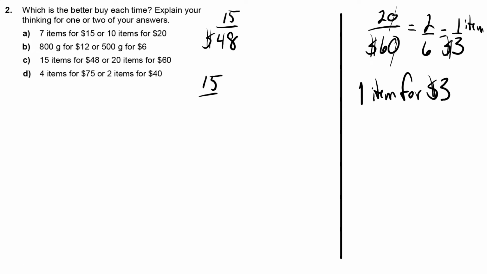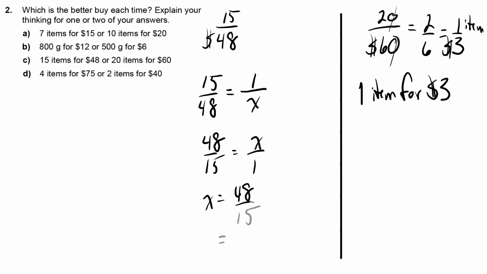Using our algebra again, we've got 15 over 48 is equal to 1 over some unknown value. Remember, we can do the reciprocal of both fractions and have 48 over 15 is equal to x over 1. So x is equal to 48 over 15, which if we do on our calculator is $3.20. So we can see that 20 items for $60 is a better deal than 15 items for $48. Because here we're only paying $3 per unit, whereas here it's $3.20 per unit.